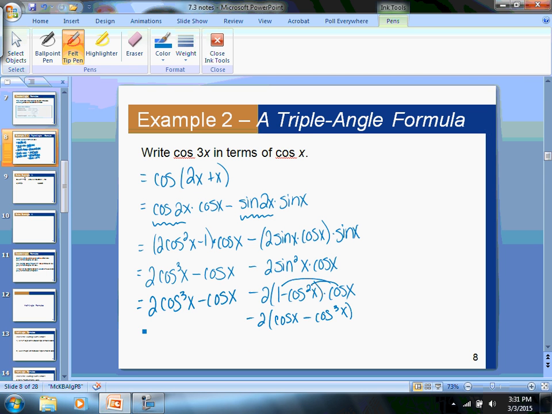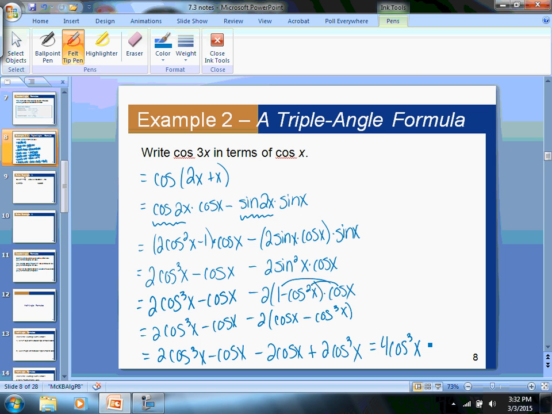Okay, so then again, this just gets carried down. I have another cosine cubed x over here. I know it's getting more and more complicated, but we're almost there. Okay, so now I can write my 2 cosine cubed x minus cosine x, and now I'll have a 2 cosine x, and then a plus 2 cosine cubed x. So now I finally have some like terms that I can combine together. So I have 4 of the cosine cubed x's, and then I have minus 3 cosine x.